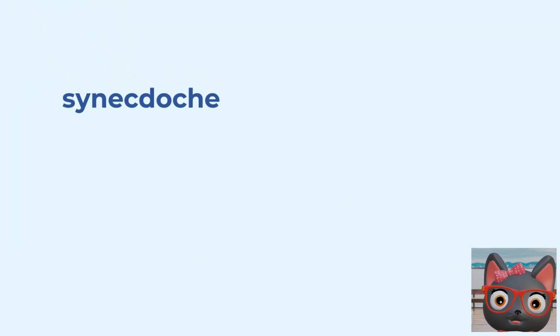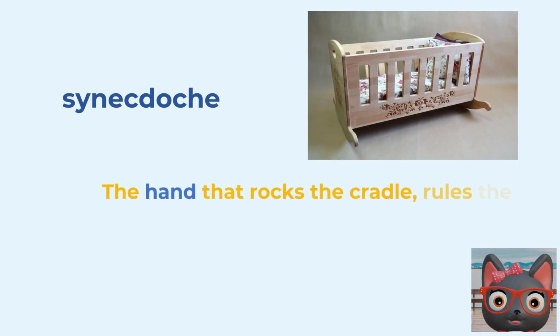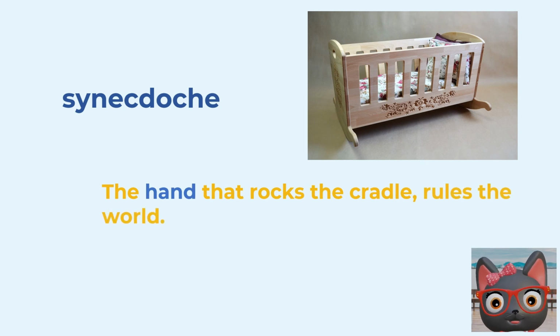Synecdoche is when a part is used to represent the whole or vice versa. For example, the hand that rocks the cradle rules the world. Is the hand actually going to rule the world? No. But the hand represents mothers. A part is used to represent the whole. Motherhood is a force for change in this world. Synecdoche allows writers to give importance to the specific part that is symbolizing the whole.